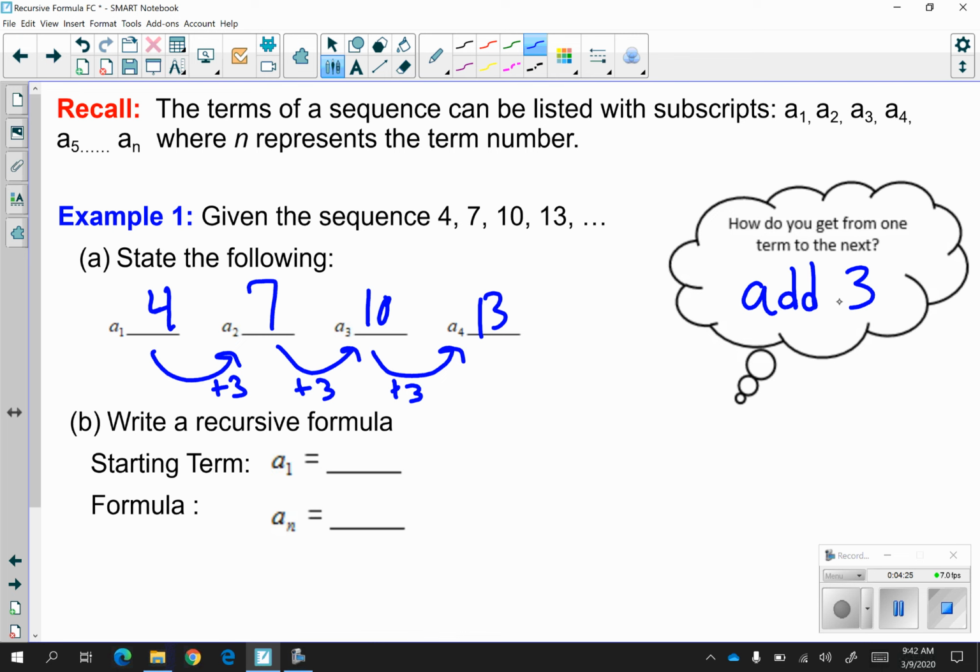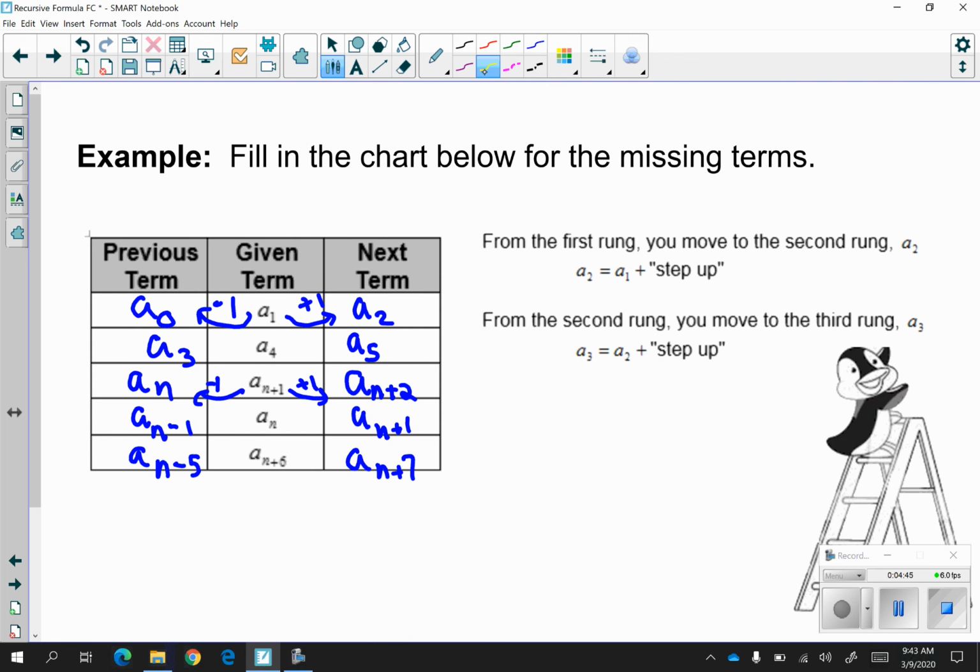So to write the recursive formula, you need 2 parts. Your first part is your starting term, which is a sub 1 is 4. And then your formula is you're taking the previous term. Now, what comes before a sub n? Go back to your notes. We have that what comes before a sub n is a sub n minus 1. This is your previous term.